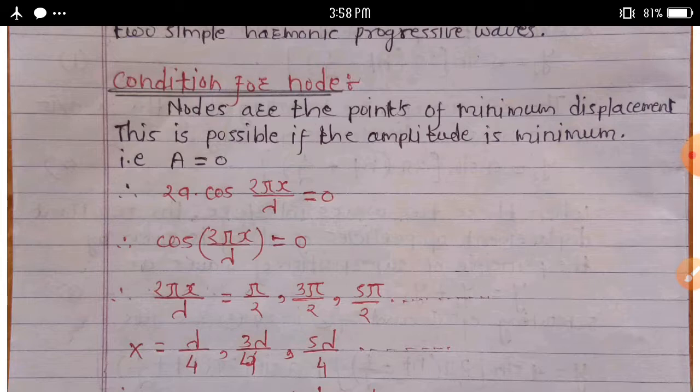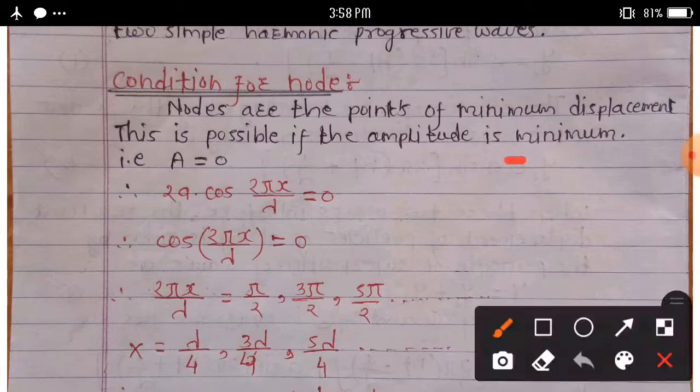Okay, this is possible if the amplitude is minimum. Here, given the condition, the amplitude is minimum, that is capital A is equal to 0. Therefore we can write 2a cos(2πx/λ) = 0. This means cos(2πx/λ) is equal to 0. Then we can find the value of 2πx/λ.